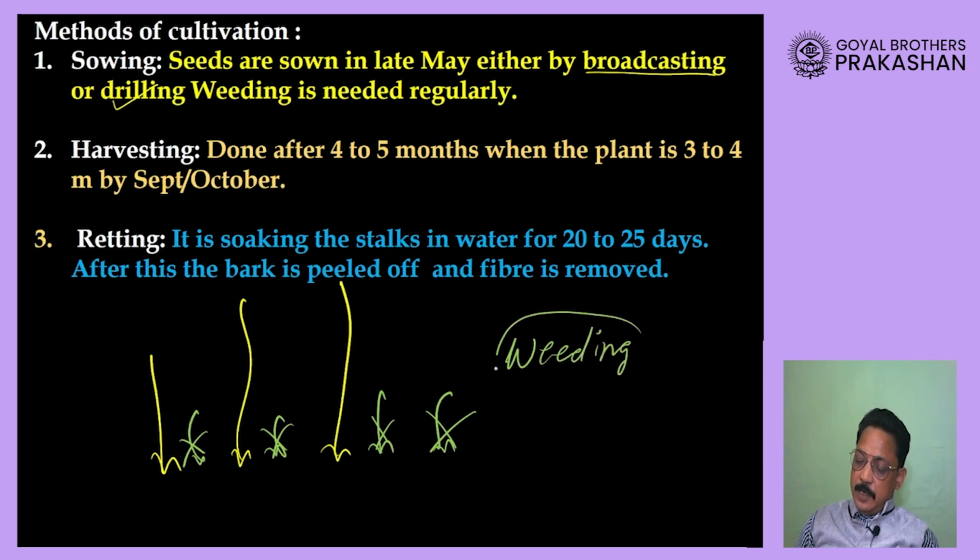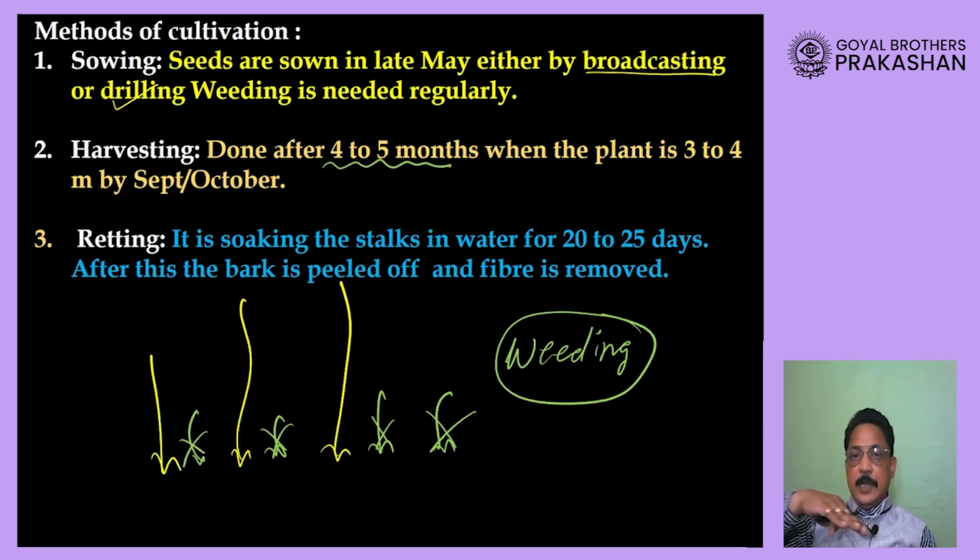Now when you remove the unwanted grass, the entire water and nutrients are available for the jute crop alone. Once this crop is ready, 4 to 5 months after sowing, the harvesting is done somewhere in the month of September or October. Now this crop is actually quite tall, and when it grows up to the height of 3 to 4 meters, the harvesting process will happen. Then the next process is called retting.